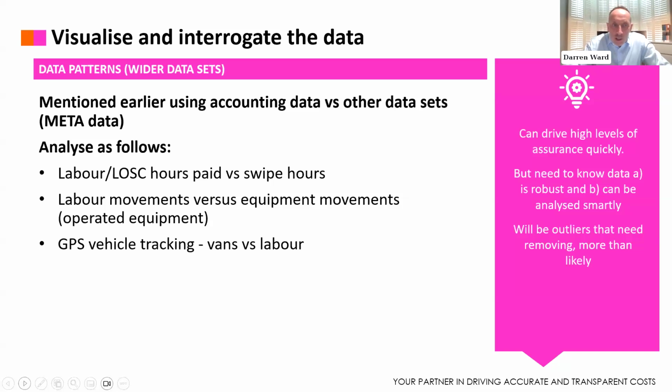The other one I just talked about earlier was where we can use other third-party data sets. We've talked about swipe hours. You can also use labour movements versus equipment, operated equipment. You can do some nice trends and patterns there. We often see GPS vehicle tracking used as well to provide evidence of attendance and work. These things can provide really high levels of assurance. But if you're going to use these additional data sets, you've got to know your data is robust and can be analysed smartly. There'll be outliers in that data which you might need to remove before you do your analysis.